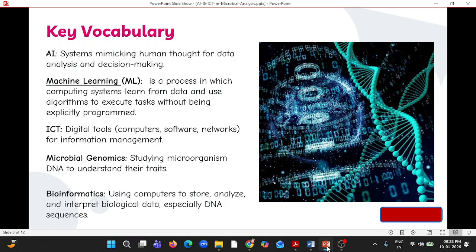According to the demand of today's session, along with the ICT and AI, one must know what is microbial genomics. Microbial genomics is the study of complete DNA of microorganisms such as bacteria, fungi, and viruses, which helps to understand their genetic makeup, metabolic pathways, virulence factors, antibiotic resistance, and evolutionary relationships.